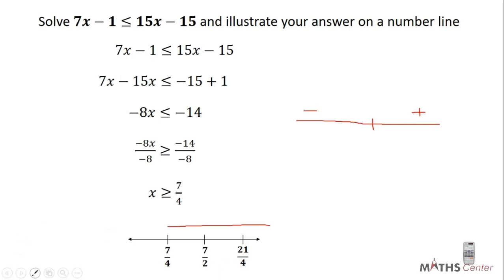Now, to draw the number line, all you need to do is to draw a line on top of the number in your answer, which in this case is 7/4. So you draw a line from 7/4 in this direction. Then we are going to shade the circle on top of the answer because it is greater than or equal to.